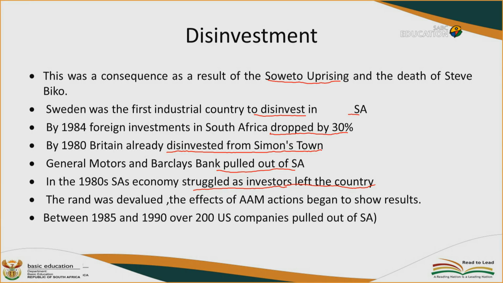chaos and disorder from internal pressure as well as external pressure. The rand in South Africa was devalued. It means the rand lost its value. Between 1985 and 1990, over 200 USA companies pulled out of South Africa. So that is an indication that the anti-apartheid movement meant business in ensuring that the apartheid government is totally eradicated.